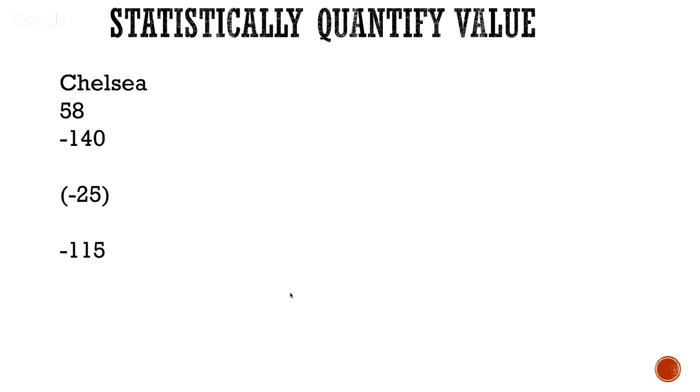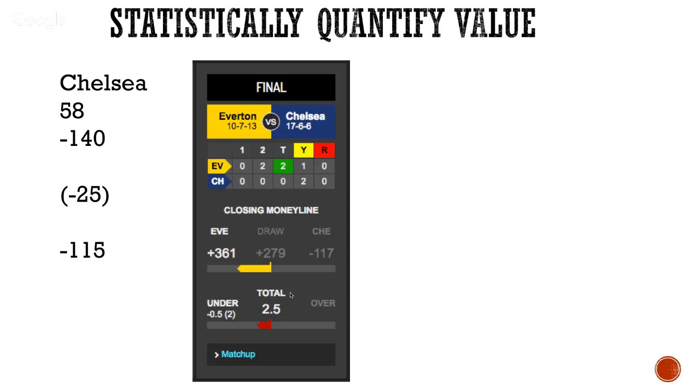So let's look at this example here. Let's say Chelsea, we had their power ranking recently at 58. So we take 58 and convert it into a money line of minus 140. Now we have to take out the 25 for the draw. So our line for Chelsea would be minus 115. Now, if we look at the game here, this was over the weekend, the line for Chelsea is minus 117. Our line is minus 115.